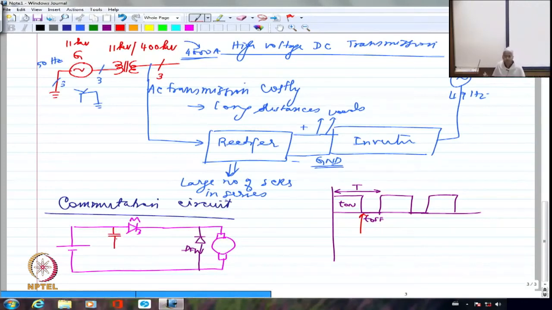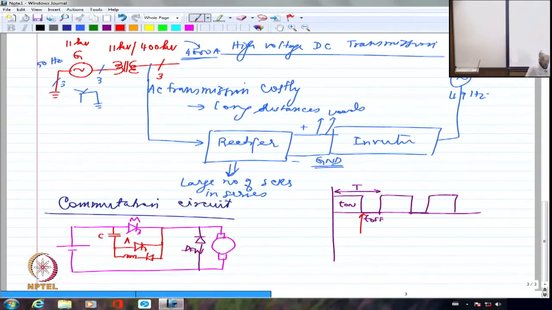A typical commutation circuit I am going to show, right? So these are all part of the commutation circuit, what I am showing in red. So many things. This is a capacitor, this is an auxiliary thyristor, then I'm going to have an inductor, a diode and so on and so forth. So many things are added to make sure that this particular device goes off. Whatever I have shown in red, the entire thing corresponds to the commutation circuit.